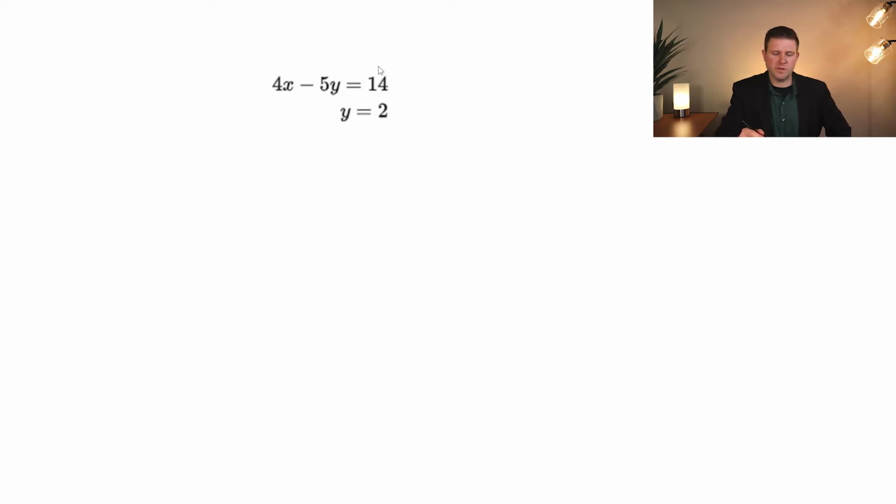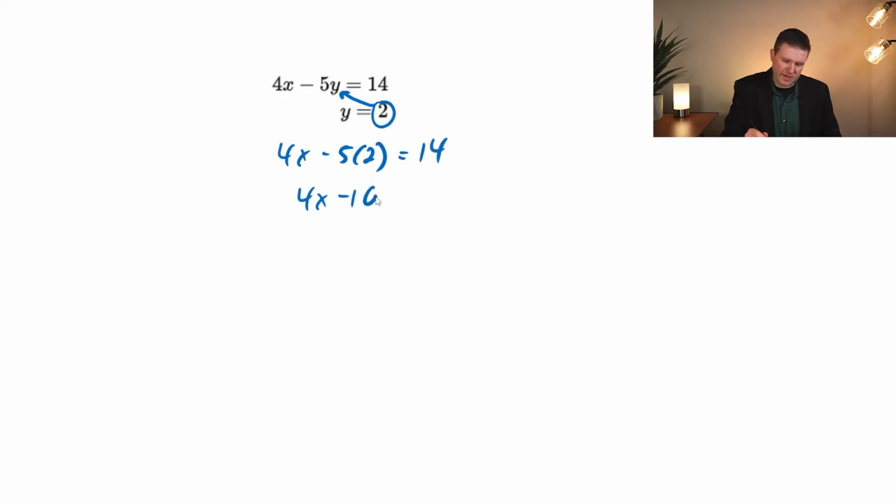Okay guys, so for this one, y equals 2 is a horizontal line, so it looks kind of weird because there's no x in there or anything, but it just means we know the y coordinate straight off the bat. So take the fact that y equals 2, plug it in right there, and you get 4x minus 5 times 2 equals 14. And then 4x minus 10 equals 14. Add the 10 over, 4x is 24. Divide both sides by 4.